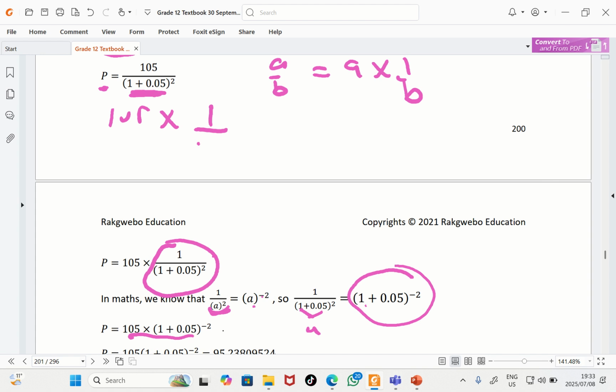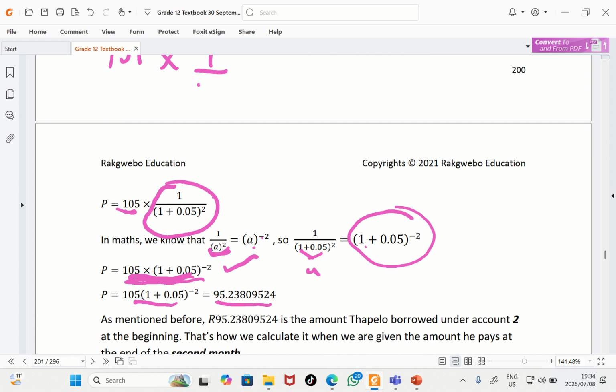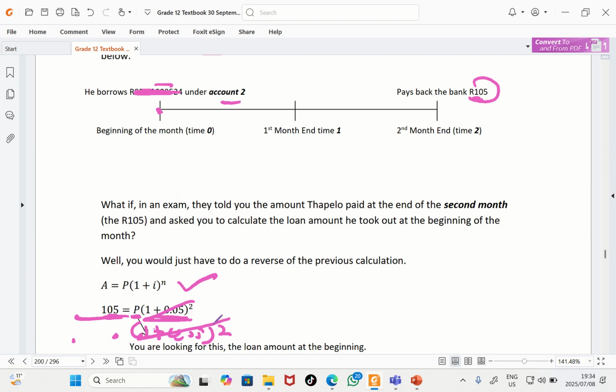Okay, where was I? So remember, what are we calculating? We're calculating the loan amount. We are given that he's going to pay 105 in 2 months' time. So I did everything until I got to this point, and then I punched this into my calculator and got the initial value, 95.23809524, which is the value in the first scenario that we found.